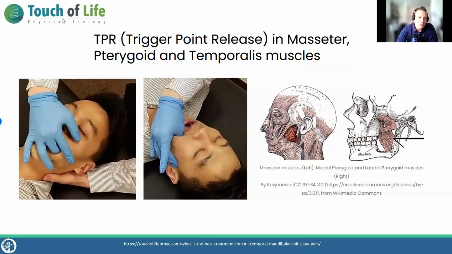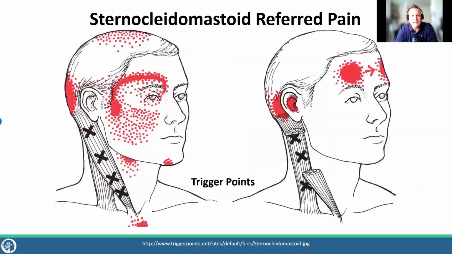I have no idea who Touch of Life Physical Therapy is, but I just like that they had some photos and they talk about how important trigger point release is of those pterygoid muscles for people who have TMJ and also have kind of this maxillary facial sinus pain associated with headaches or jaw pain. So fascinating how those trigger points also relate.